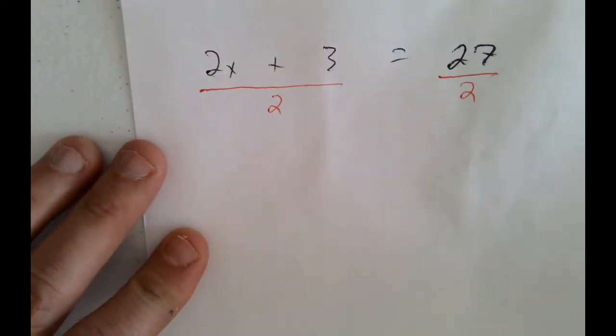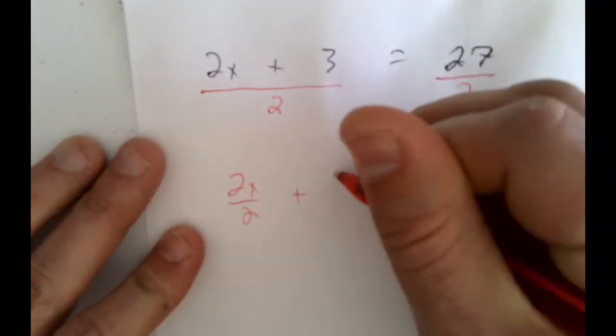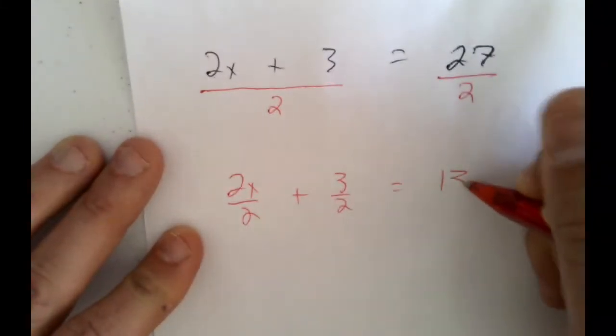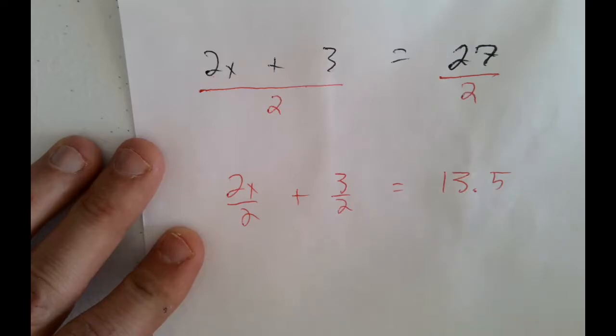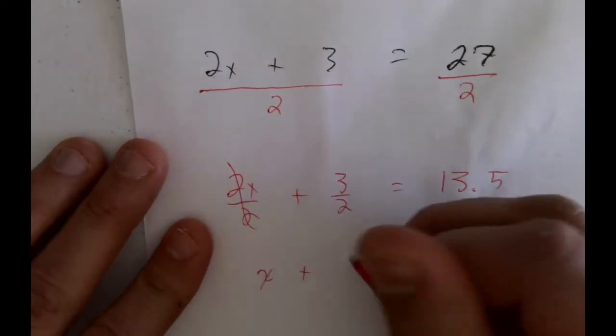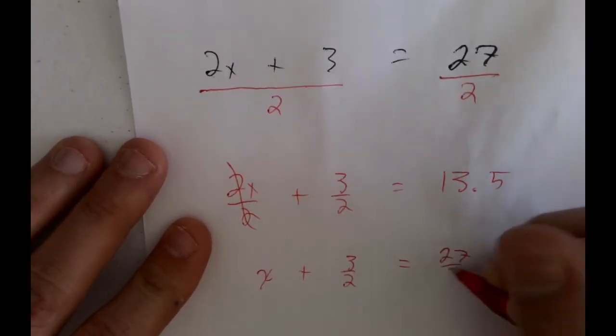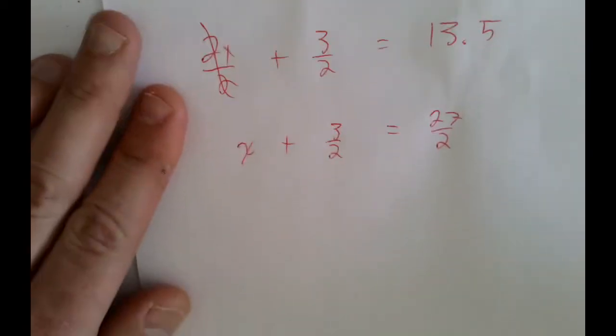Now, it's all well and good. What we're going to do, we're going to get 2x over 2 plus 3 over 2 equals, we can call that 13.5 if you want. And you see why they divided by 2, it canceled out. But then you're left with this problem. X plus 3 halves equals 27 halves. You got to do all the fractions and all that sort of thing.